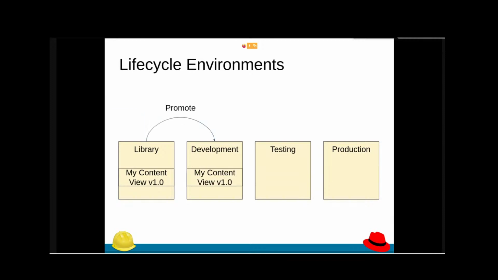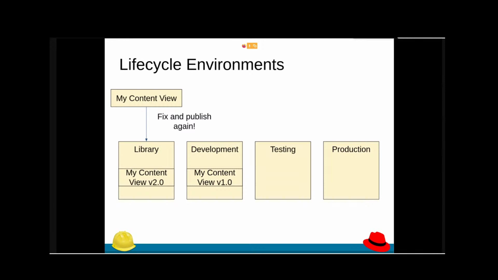Then you can promote the content view version to go to your next lifecycle environment, for example, development. And let's say you forgot a dependency or something like that. What you can do is fix your content view to make sure it has that dependency. Maybe you messed up a filter or something, and you publish again. So now you have content view version 2.0.